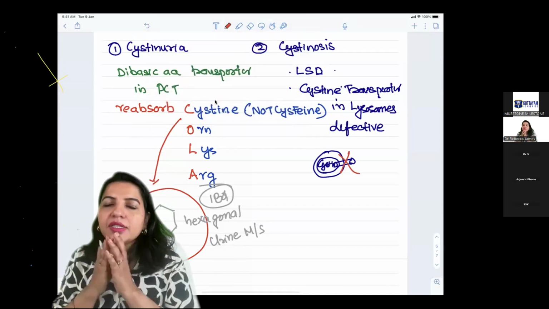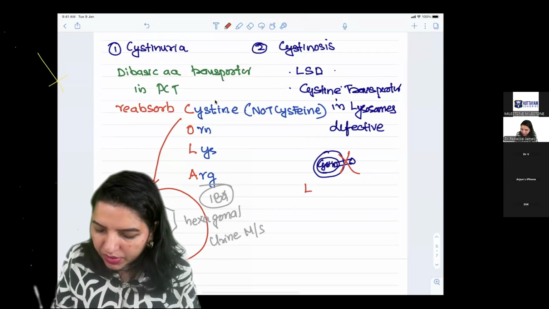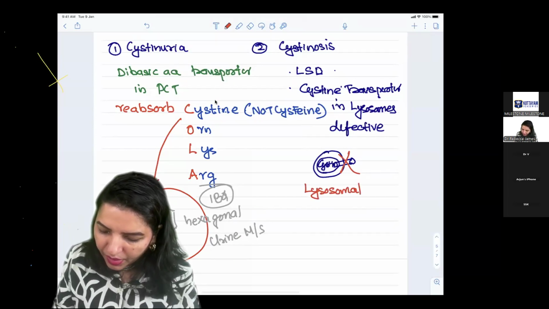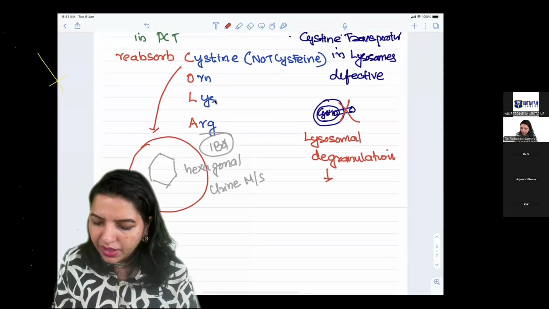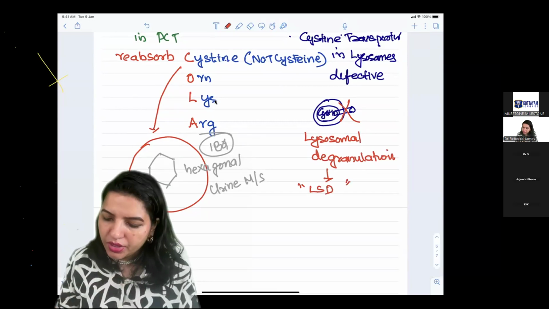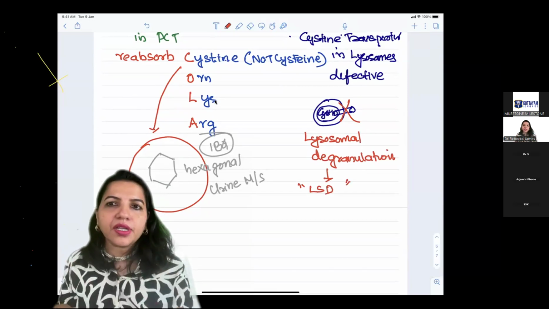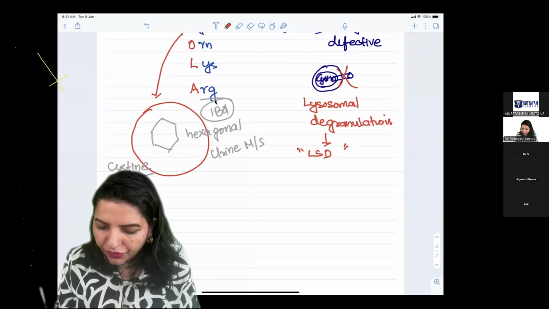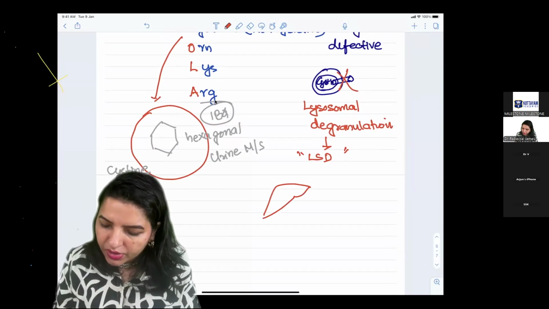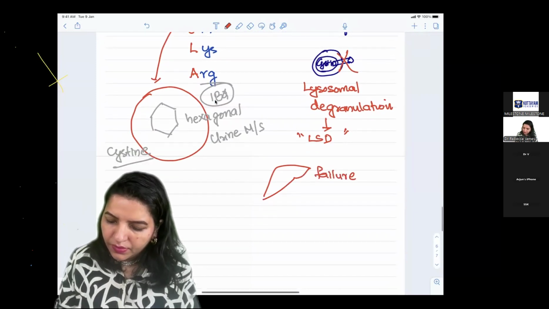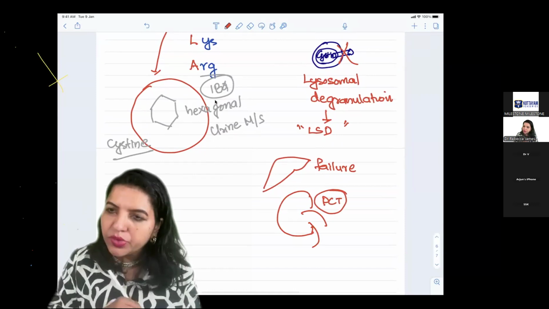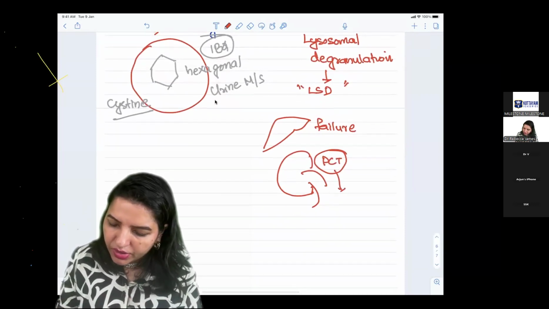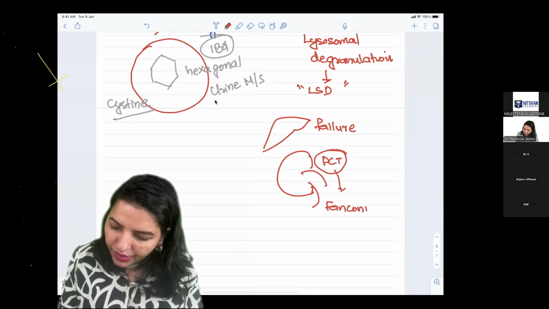But cystine, inside the lysosomes, accumulates. This causes lysosomal destruction. Now, this causes a lysosomal storage disorder. So that is why this is an LSD, lysosomal storage disorder. And like in any other LSDs, it affects multiple organ systems. It is going to affect the liver, where it causes failure. Then it's going to affect the kidneys, especially the proximal convoluted tubules, and it causes Fanconi syndrome.